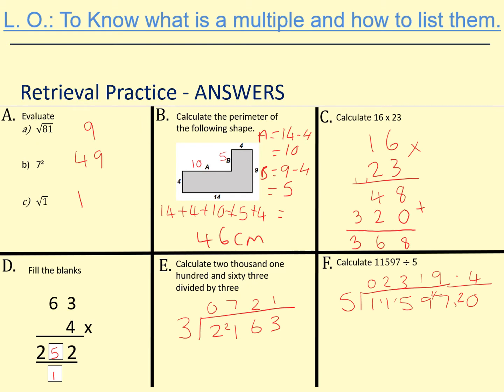Okay, so here are the answers. Mark your own work with a green pen. If you have 6 out of 6, well done. So let's move on.